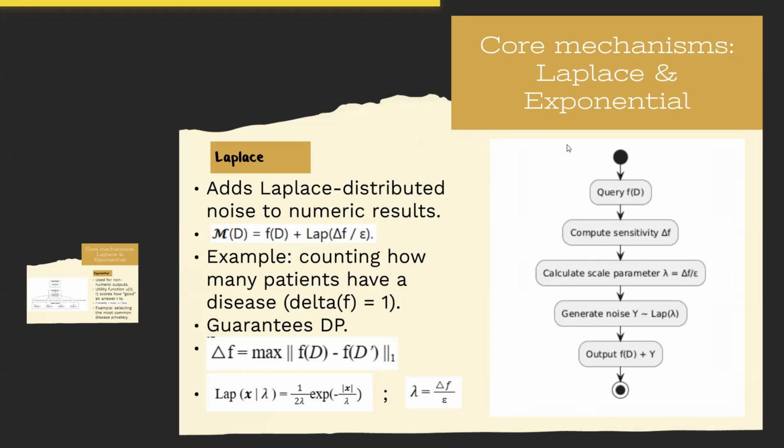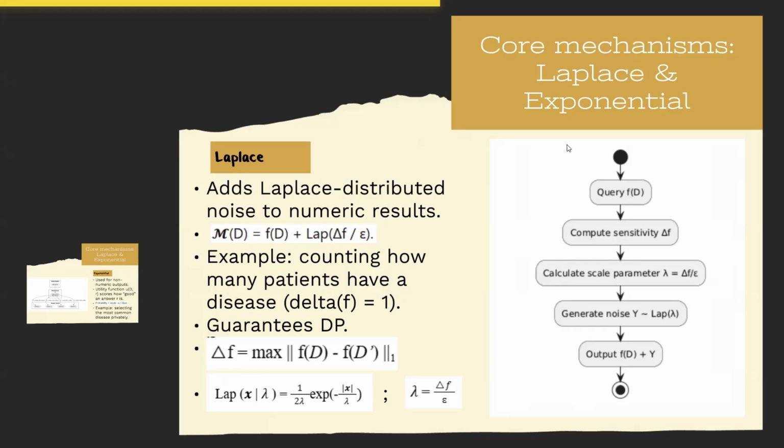For example, if we are simply counting the number of people who have a certain disease in a medical dataset, changing one person's record can only increase or decrease the count by at most one. So the sensitivity delta f is equal to 1. Once we know the sensitivity, we can use it to determine how much noise to add to protect privacy. That brings us to the Laplace mechanism.